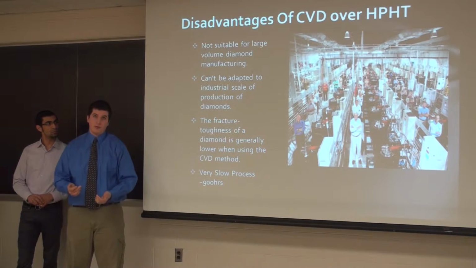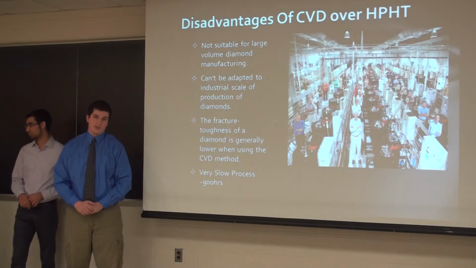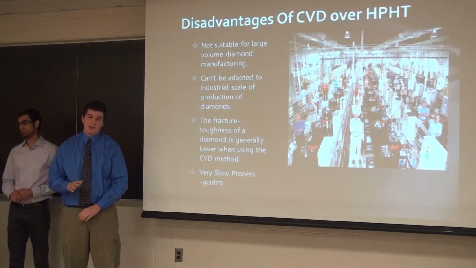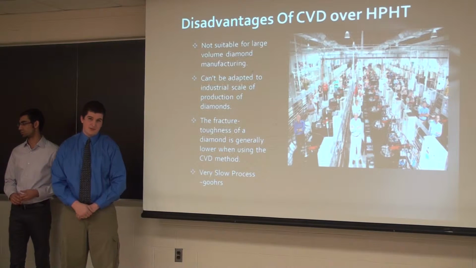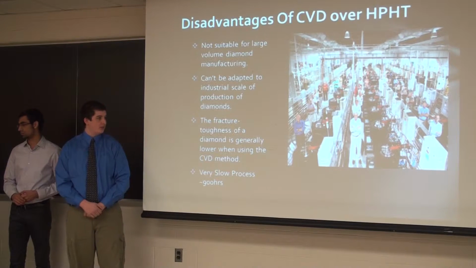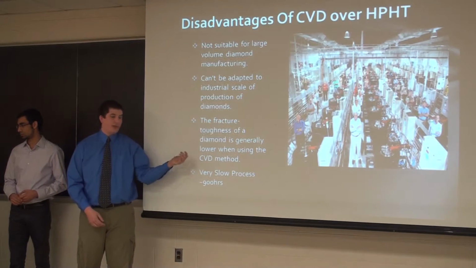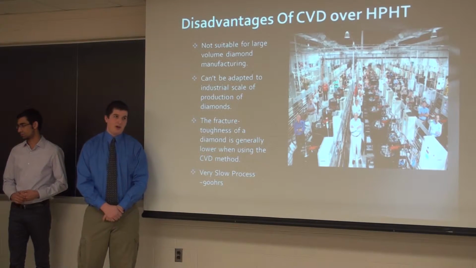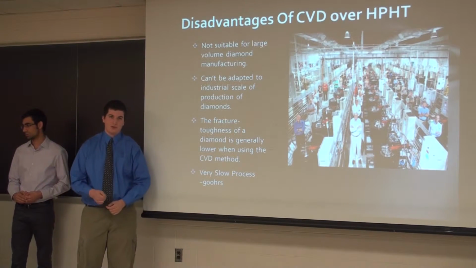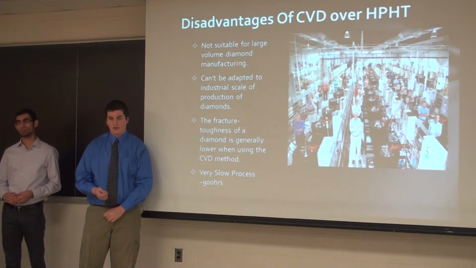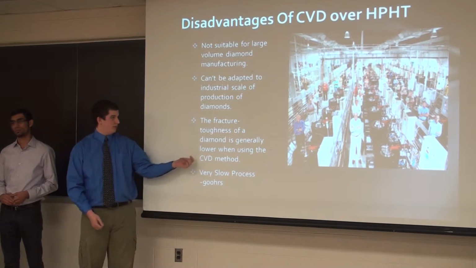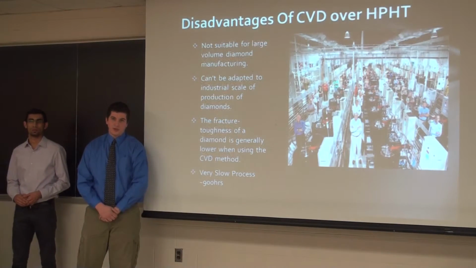CVD is also a very slow process, taking approximately 900 hours, which is right around 35 days, compared to 7 to 10 days for high pressure and high temperature. And the only property that high pressure, high temperature has over CVD is the fracture toughness. So if you're looking to put diamond on, say, drill bits or cutting materials, having your diamond blade fracture prematurely is probably not something that you want.